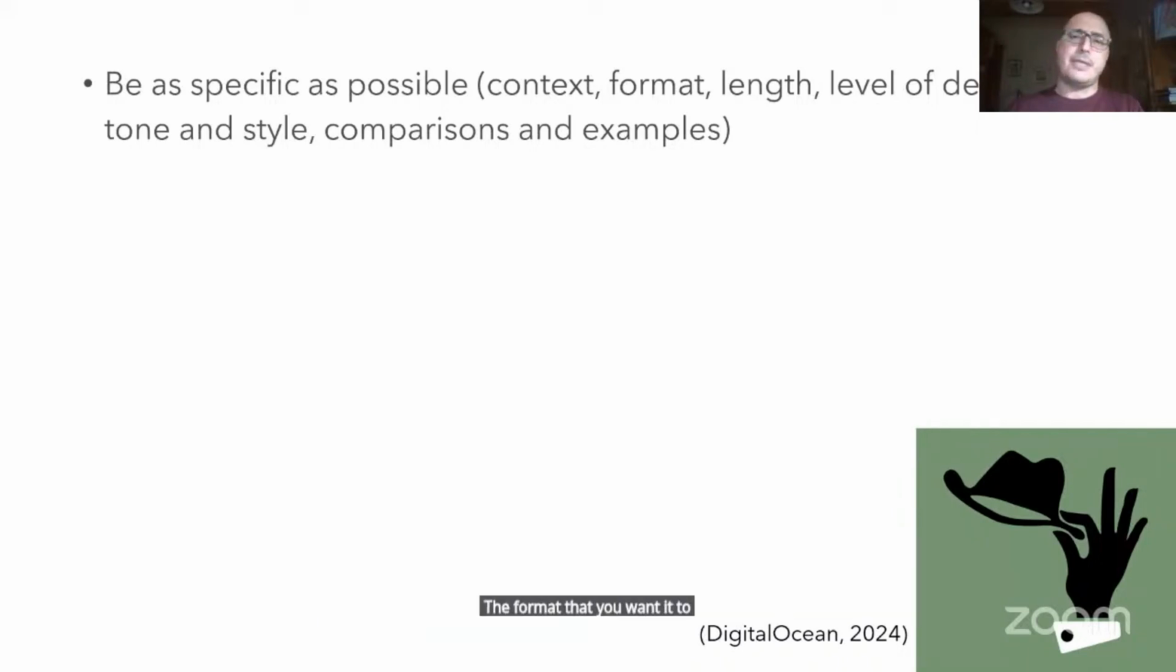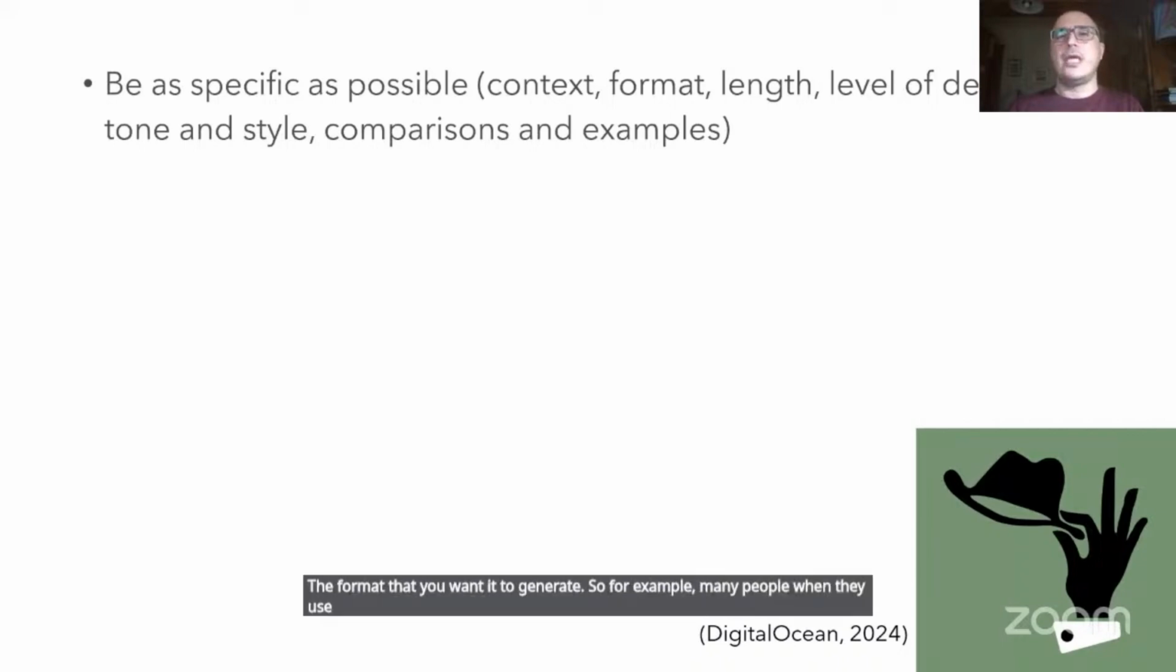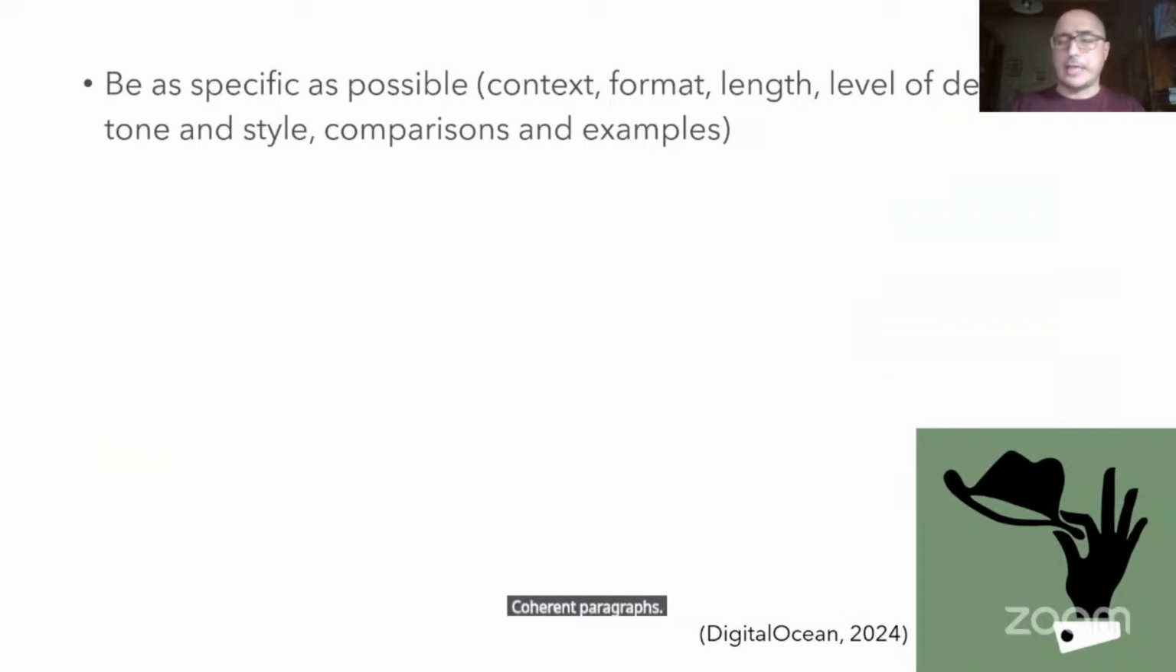So, for example, many people, when they use ChatGPT, they feed it a prompt, and the output is most often in the format of bullet points, when in reality they didn't want bullet points. Hence, it's important to specify that you want the output to be in the format of coherent paragraphs. Okay, that might be what you have in mind. The length, so you also need to specify how long the output needs to be, and the tone and style, and also whether you want to tell it to make a distinction between something and another.